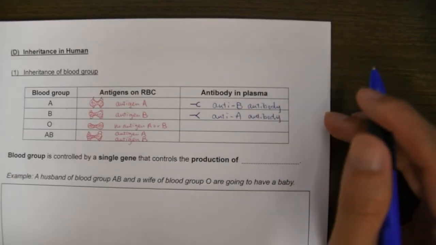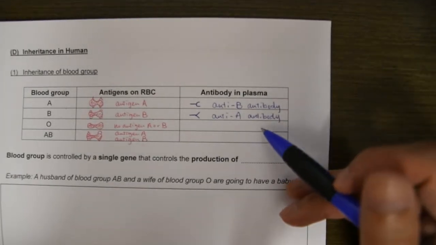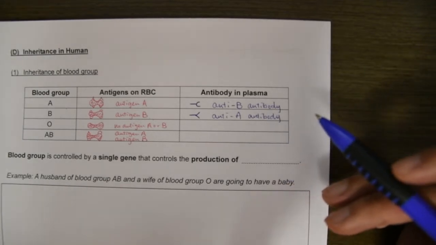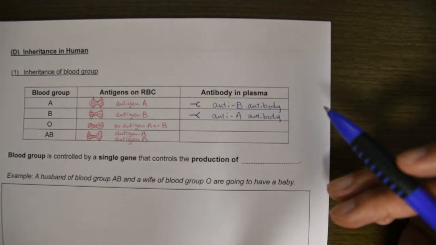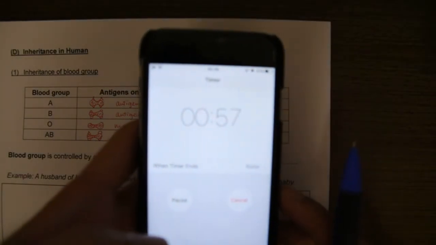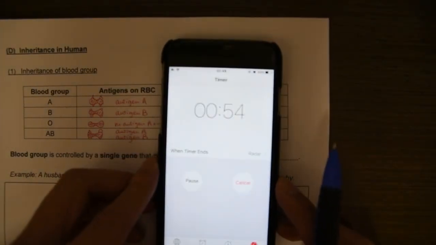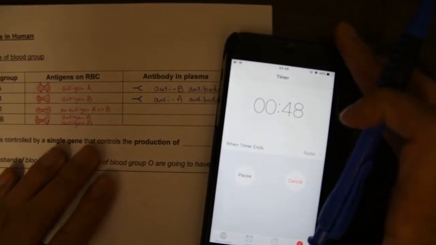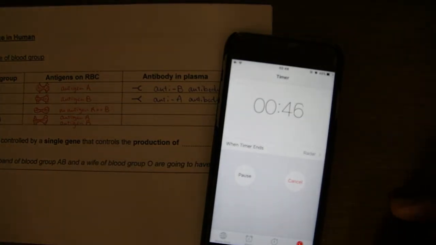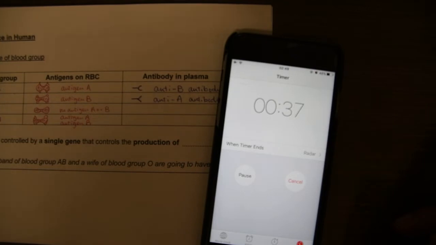Now I'd like to give you 1 minute to think about what type of antibodies would be present in the plasma. You can start drawing if you are quite confident with your answer.